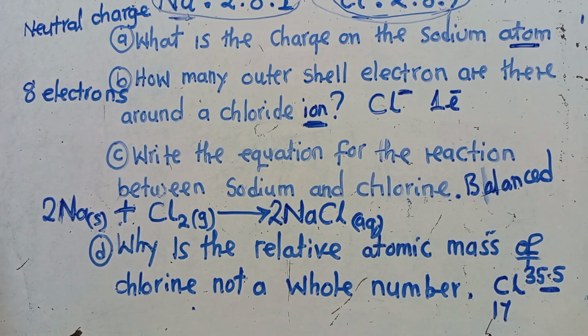So these are some of the things you are supposed to know and understand. The relative atomic mass of chlorine is not a whole number because it is an average of the two isotopes that it has. So this is the answer you have to put there.